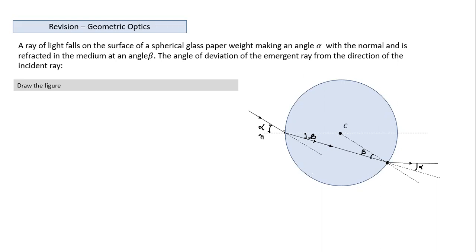And from this path, this was the original path. Due to refraction, it has been deviated by this angle. What is the angle here? This angle is alpha minus beta. Which direction is the deviation? The deviation is in anti-clockwise direction.